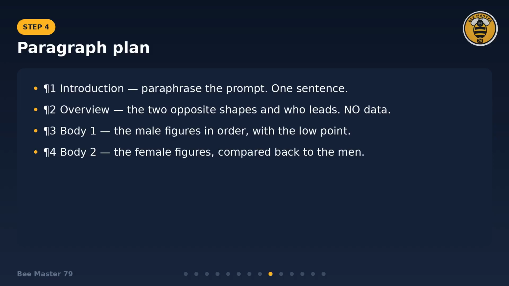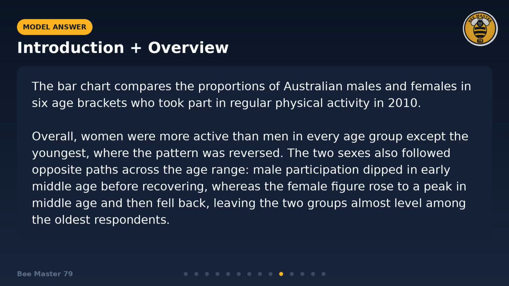1, a 1-sentence introduction that paraphrases the prompt. 2, the overview with the shapes and the exception, and no data at all. 3, the male figures in order. 4, the female figures compared back to the men. Here is paragraph 1 and paragraph 2.